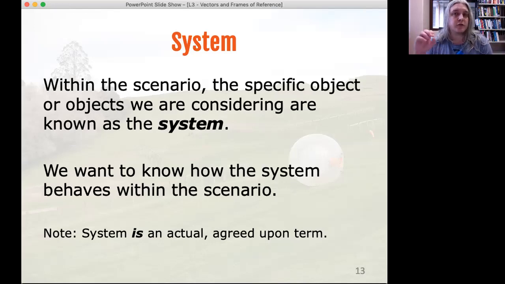But usually the scenario is everything and the system is just one part of it. As I was saying about dropping a ball, the person dropping the ball, the air that the ball falls through, the earth itself, it's all part of the scenario. The system itself is just going to be the ball, because we are concerned with how the ball is moving. So the system is the thing you actually want to understand what it does. Scenario is everything that affects how that system behaves.